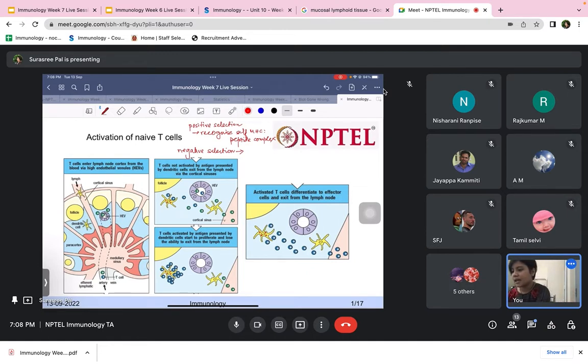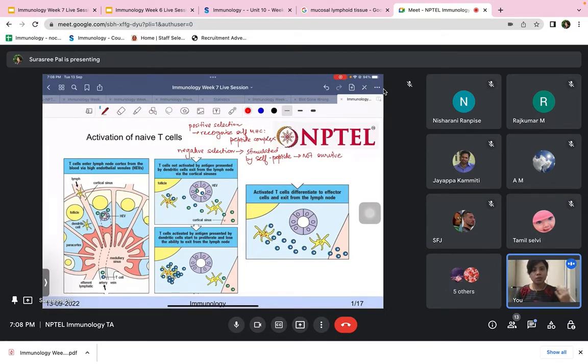So in this case, stimulated by self-peptide, and they will not survive. Which is why they are negatively selected.